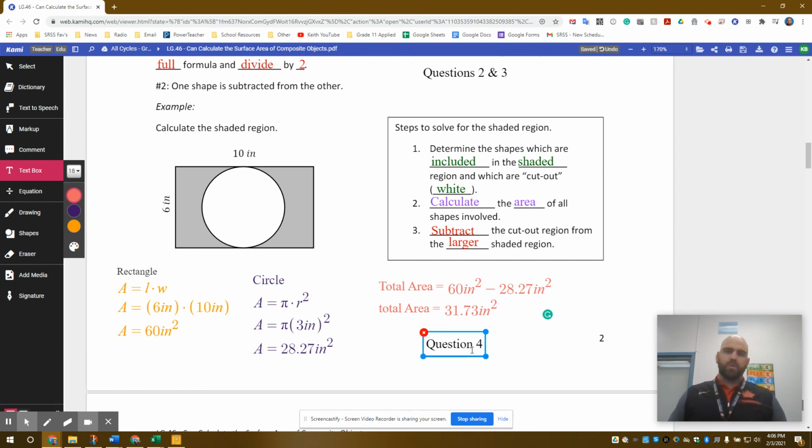Question 4 deals with some questions where we're subtracting from the gray, so we have some cutouts. Please work on question number 4.